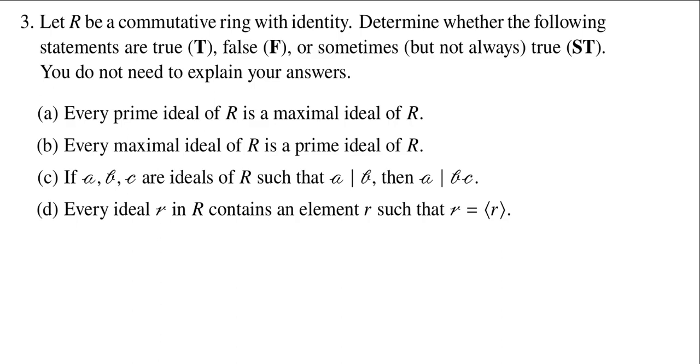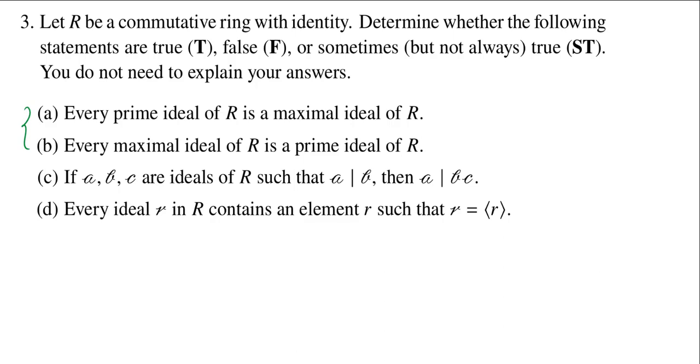All right, we're given a commutative ring with identity, call it R, and we want to determine whether it looks like 4 different statements are true, false, or sometimes true. We don't need to explain our answers, but I'd probably say a little bit of something. So these first two actually form a nice little pair: every prime ideal of R is a maximal ideal, and every maximal ideal is a prime ideal.